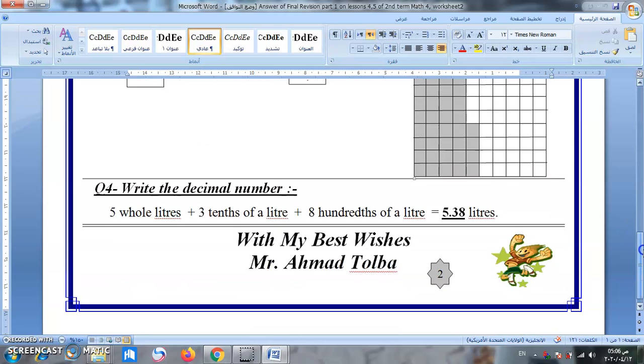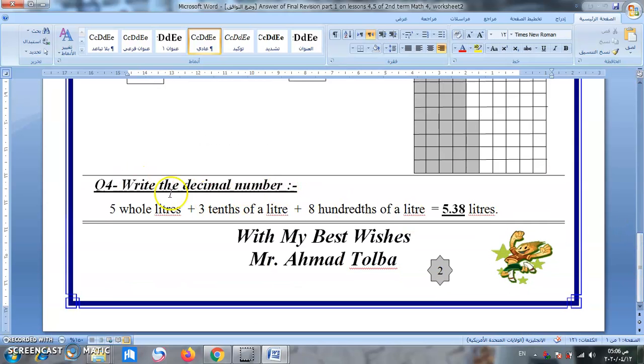The last question: write the decimal number. 5 whole liters plus 3/10 of a liter plus 8/100 of a liter. So when we add 5 plus 3/10 and 8/100, it will become 5.38. 5.38.